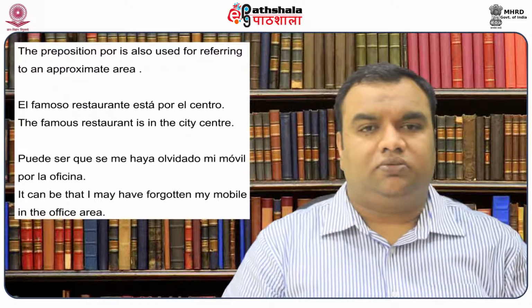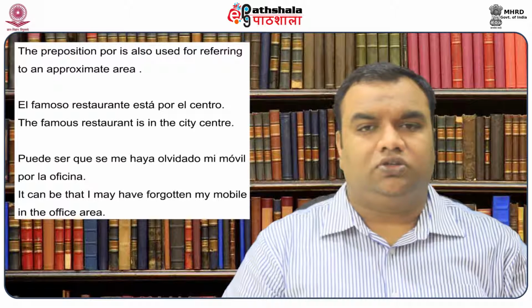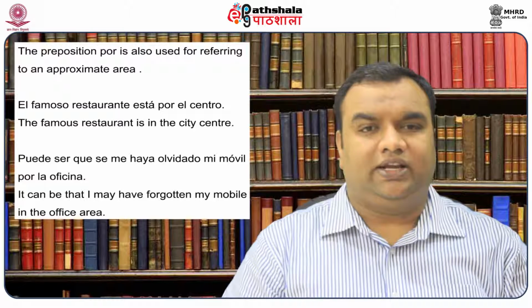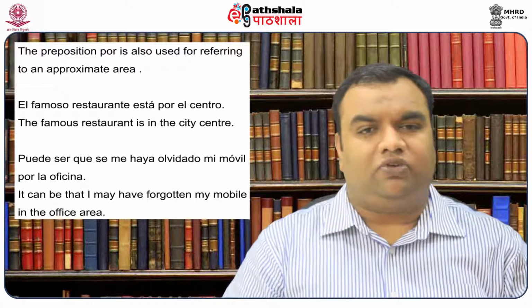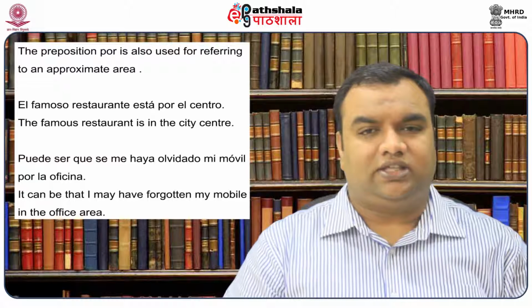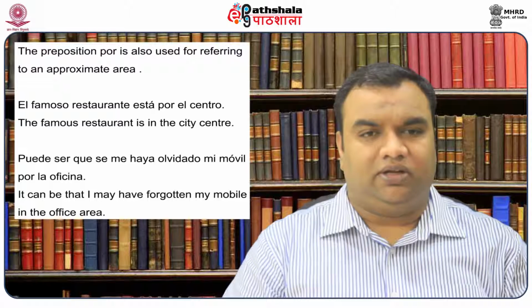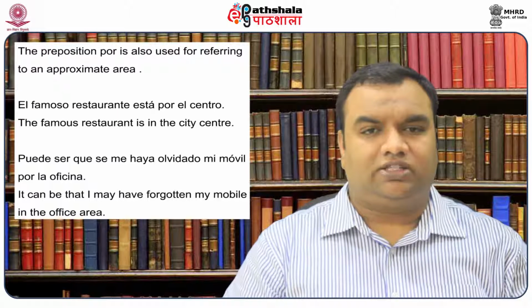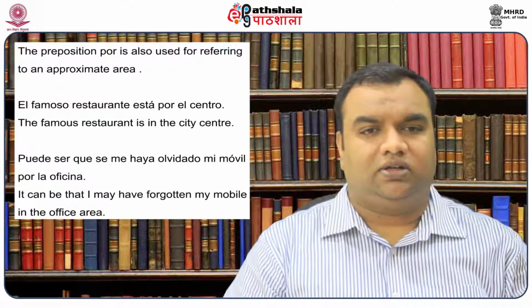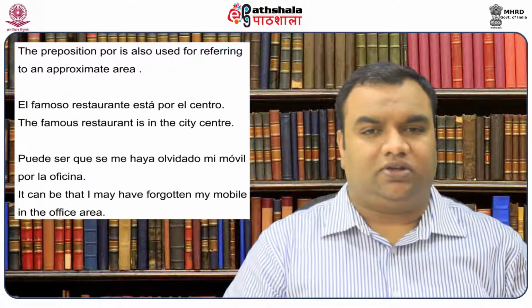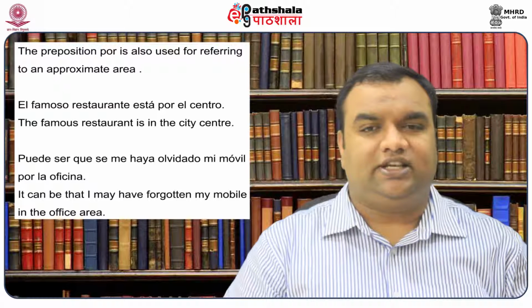The preposition por is also used for referring to an approximate area. In the sentence, el famoso restaurante está por el centro. The English version is, the famous restaurant is in the city center.